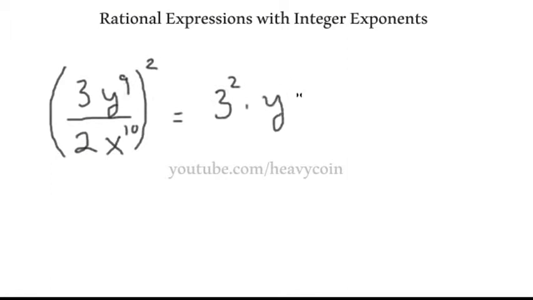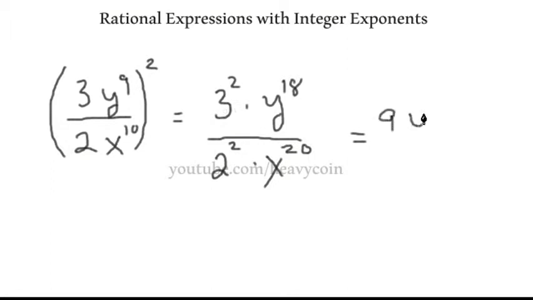Now you multiply exponents, so this would be 9 times 2, which is 18, over, now we have to also do it to the denominator, 2 squared times x, and 2 times 10 is 20. And so this just becomes 3 times 3 is 9, y to the 18th over 4x to the 20th, and there's not any more that we can do there. So that's it, completely simplified down.